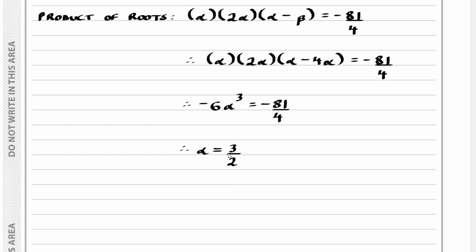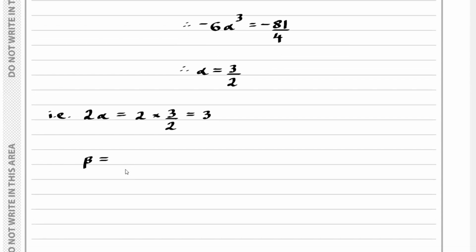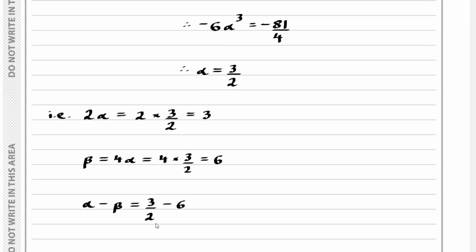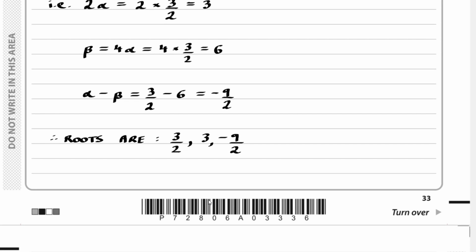So if that's the case then, one of my roots is alpha, my other root is 2 alpha. So for my 2 alpha root, I can find out the value of this by multiplying 3 over 2 by 2. I get 3. And then to find my other root, alpha minus beta, I need to first of all find beta. So if I find beta, I need to multiply alpha by 4, leaving me with 4 times 3 over 2, which is 6. And now if I do alpha minus beta, I end up with 3 over 2 subtract 6, which is minus 9 over 2. So I've got roots 3 over 2, 3, and minus 9 over 2.